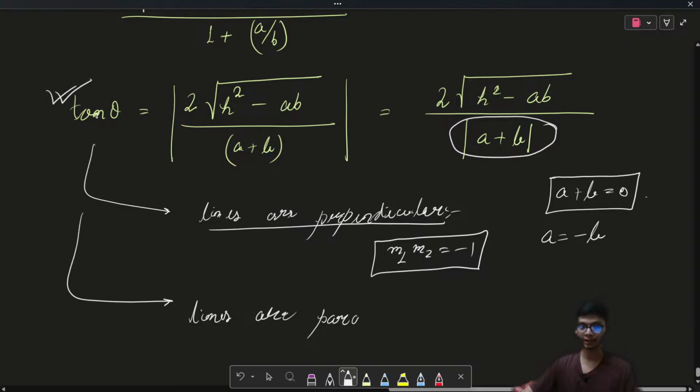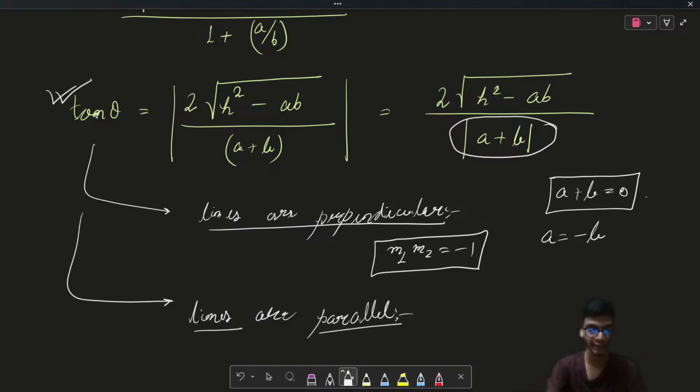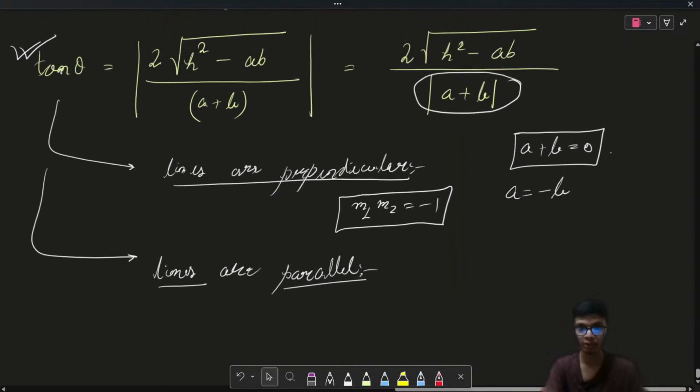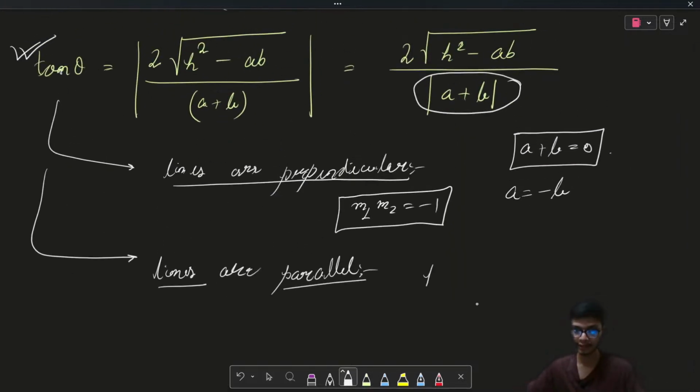So I can also obtain a relation for parallel lines, right? The condition for parallel lines is that theta would be equal to 0. So from here, what I can easily conclude is that h square should be equal to a times b. Okay, so h square should be equal to a times b. If I have these two results, I am in a position to solve any types of problems, right?